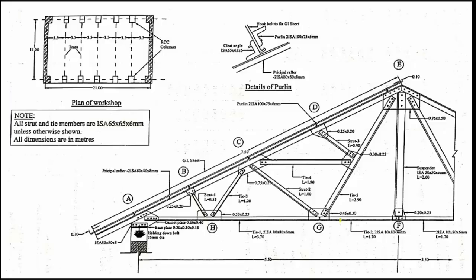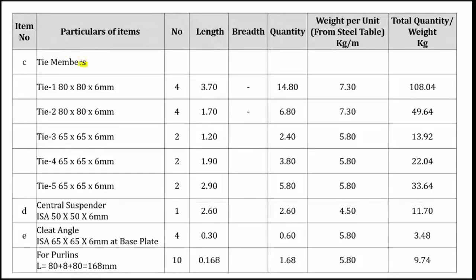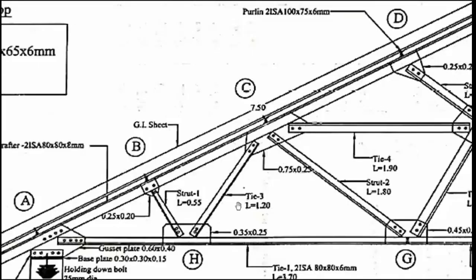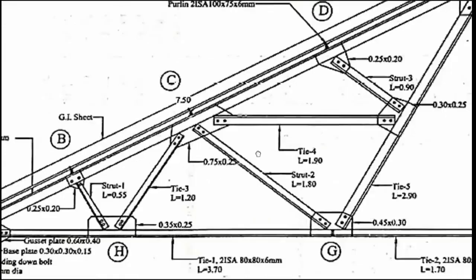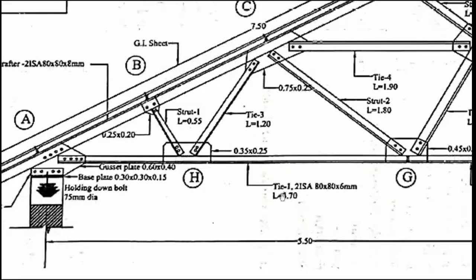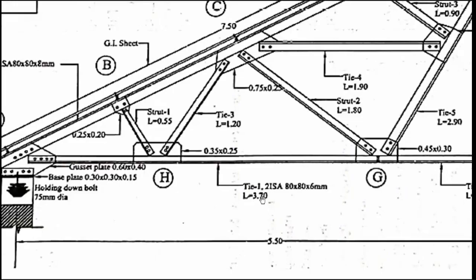Then next we'll go for the tie members now. If you see, the tie members are also given the numbering 3, 4, 5. Here the bottom member is given as type 1 of size 80 by 80 by 6 and length is 3.7 meters.